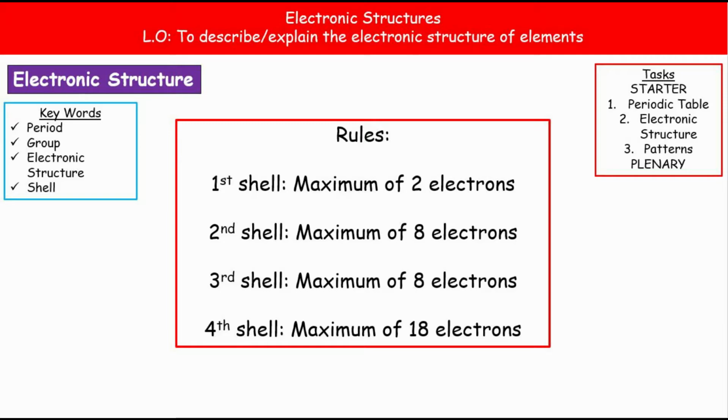As far as your exam paper is concerned, you basically need to remember 2, 8, 8. So 2 for the first, 8 for the second, 8 for the third, and then anything else that didn't fit into those first 3 goes into the fourth. They're never going to ask you to go above the fourth shell, I can promise you that. Generally speaking, you're going to be playing with 2 or 3 shells of electrons.